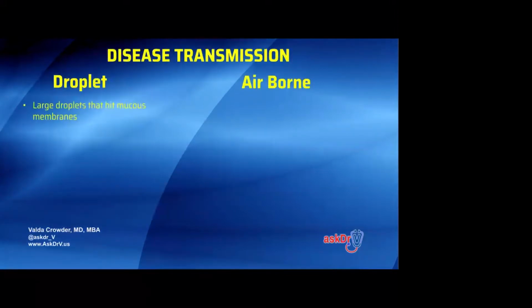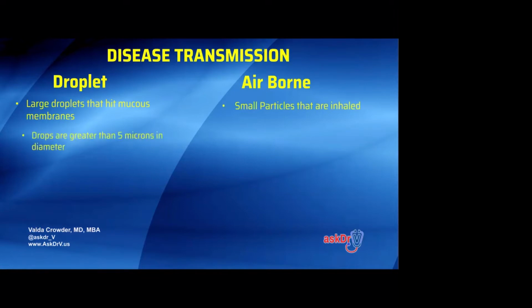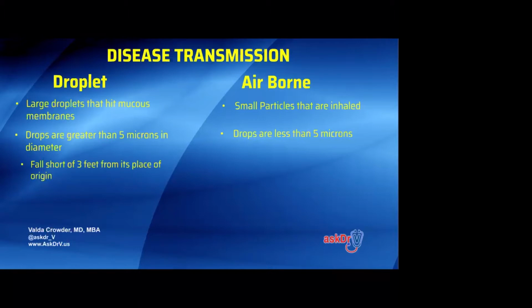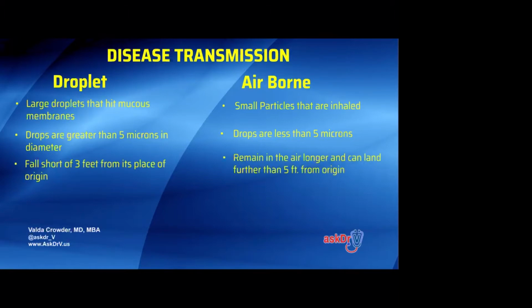Now, let's talk about the difference between a droplet disease and an airborne disease. A droplet disease is large droplets that hit mucous membranes. Airborne disease are small particles that are inhaled. Droplets are greater than 5 microns in diameter. Airborne is less than 5 microns. Droplets fall 3 feet or shorter from the distance of origin, and airborne remain in the air longer and can land 5 feet or more from the origin. So a droplet disease is Ebola, pertussis, or mumps, or COVID-19. An airborne disease is tuberculosis or measles.